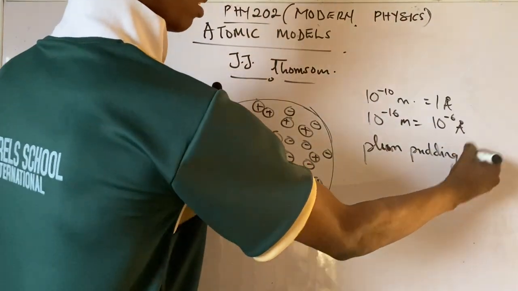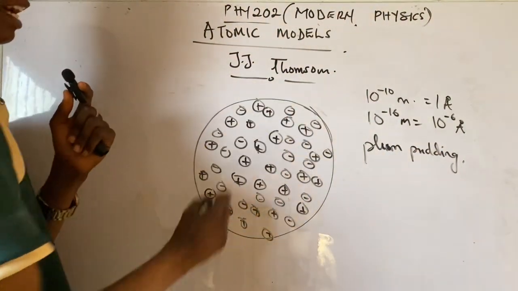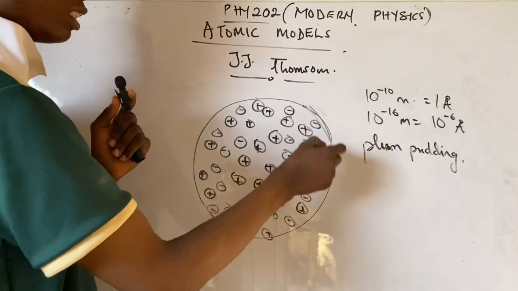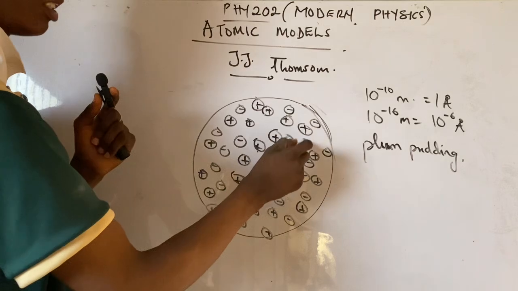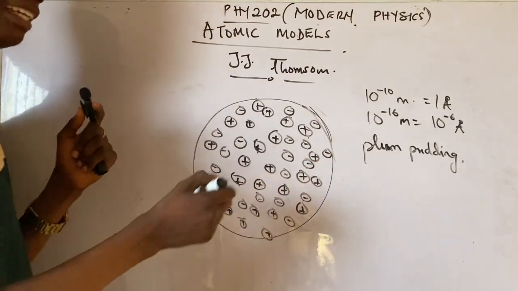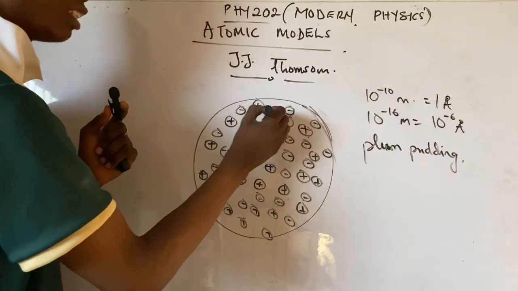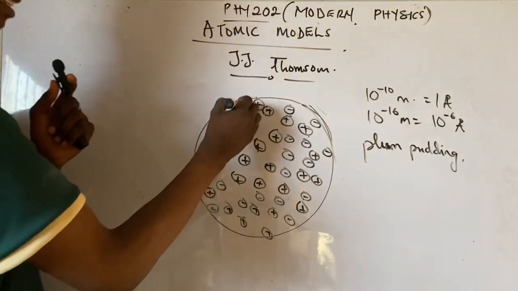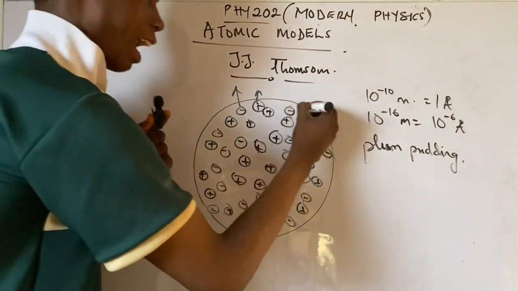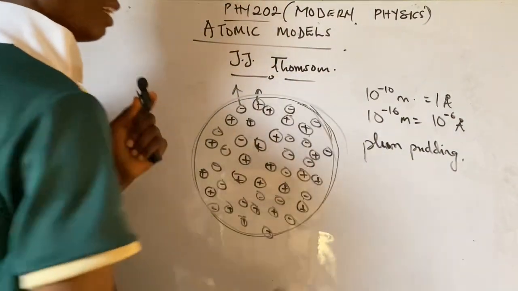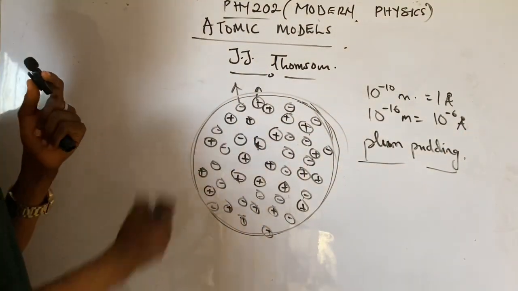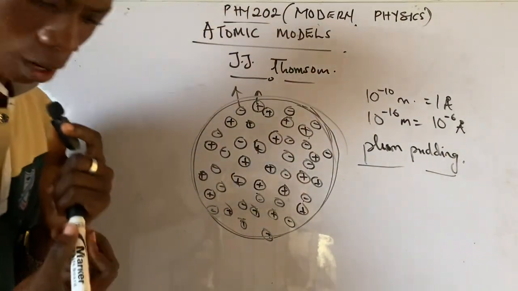He says the atom is a solid sphere containing positively charged particles, plus, plus, plus, plus. Embedded inside it are negatively charged particles. He said these are the negatively charged particles, and these are the positively charged particles. They are all distributed in the atom, which you call the plum pudding model. And this is what J.J. Thomson said.